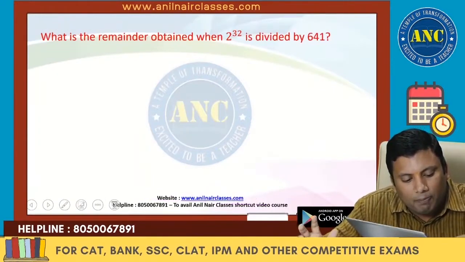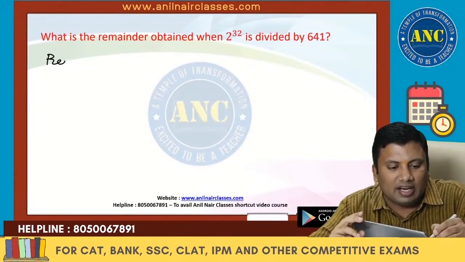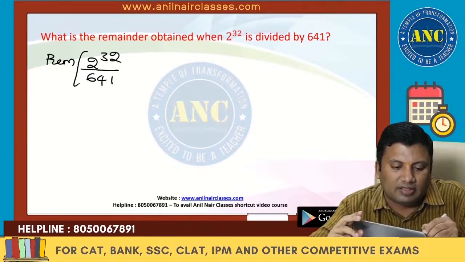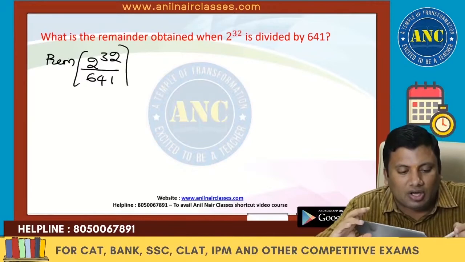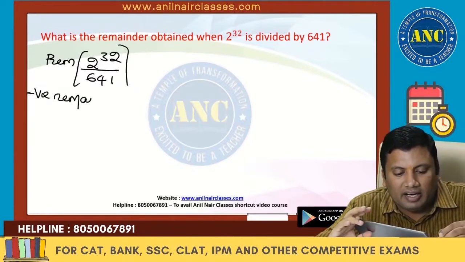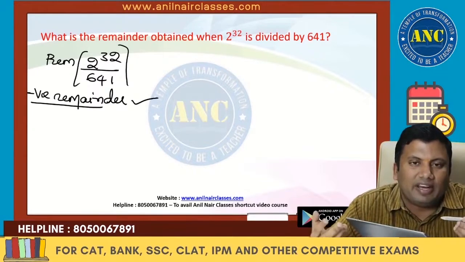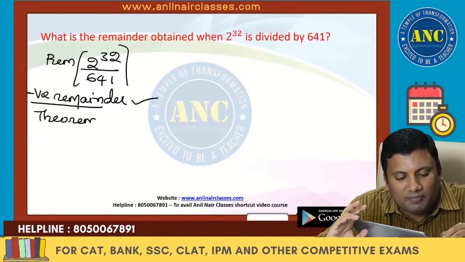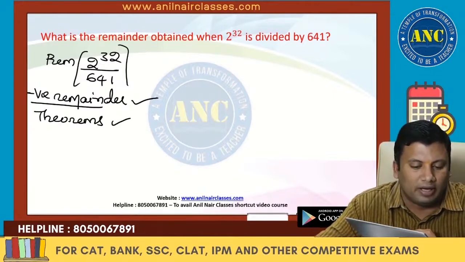Third one. Beautiful question, sir. What is the remainder when 2 power 32 is divided by 641? Before seeing the solution, pause the video and try to solve it. A negative remainder will be very time consuming. Whether 641 is a prime or a composite number, if you use any theorems, these also will be time consuming.